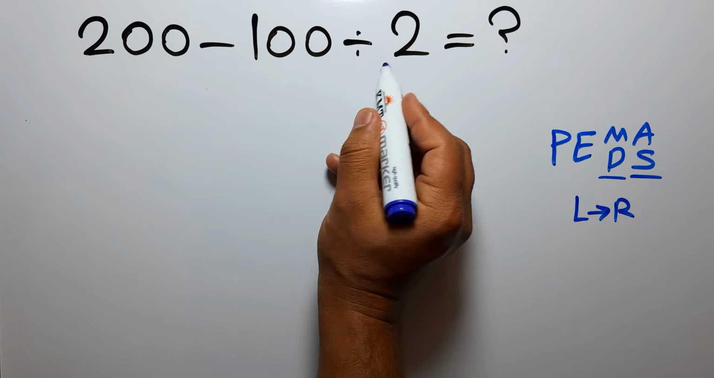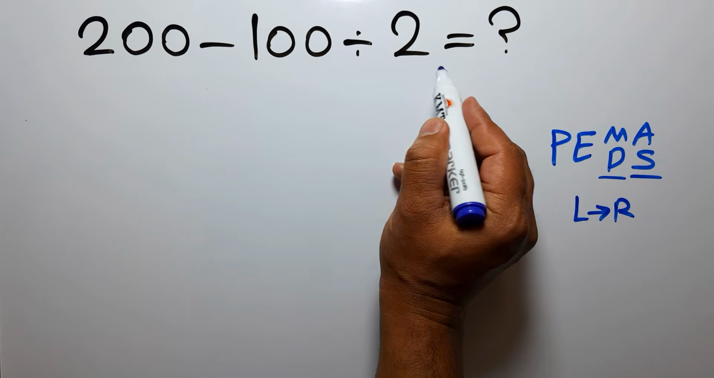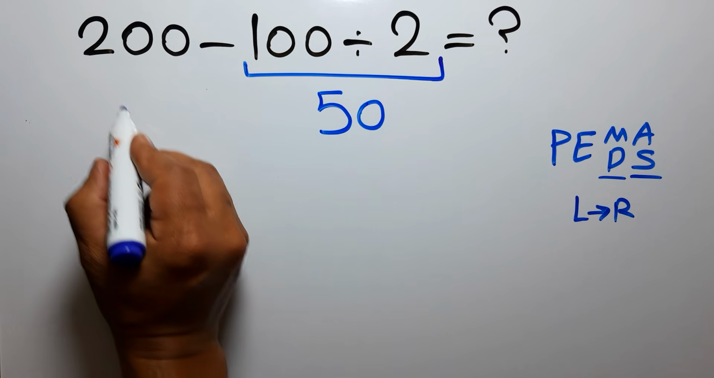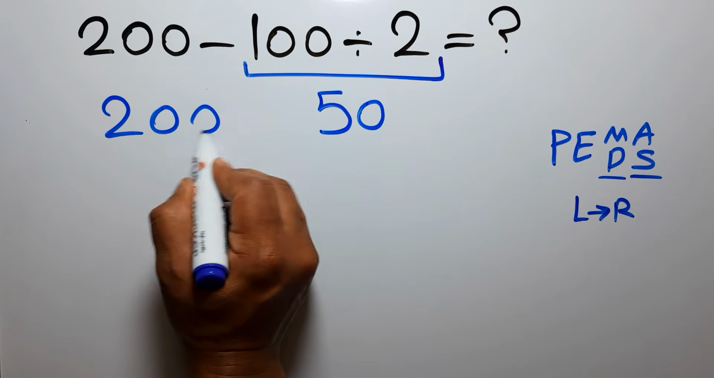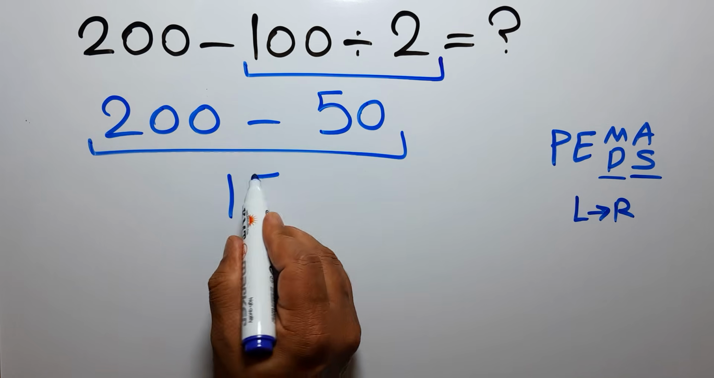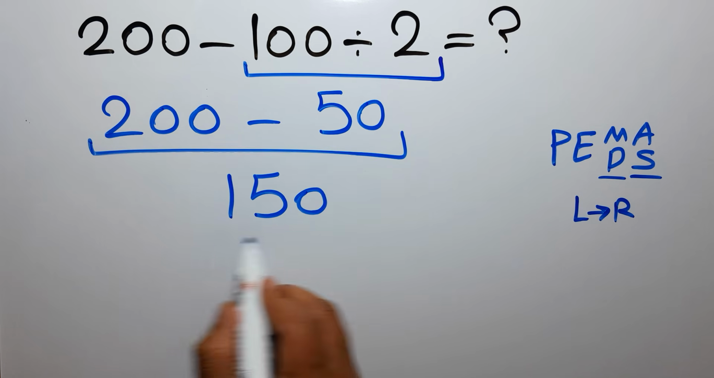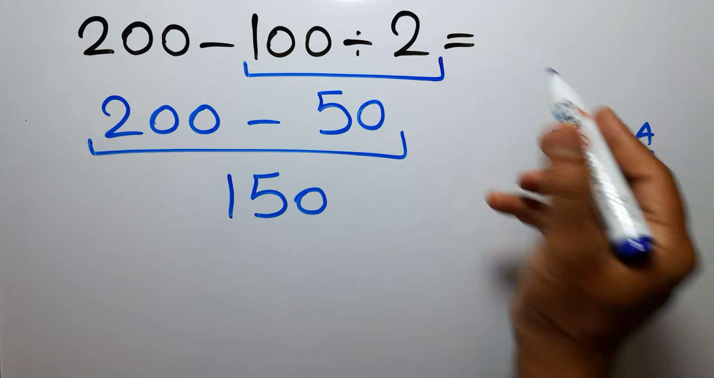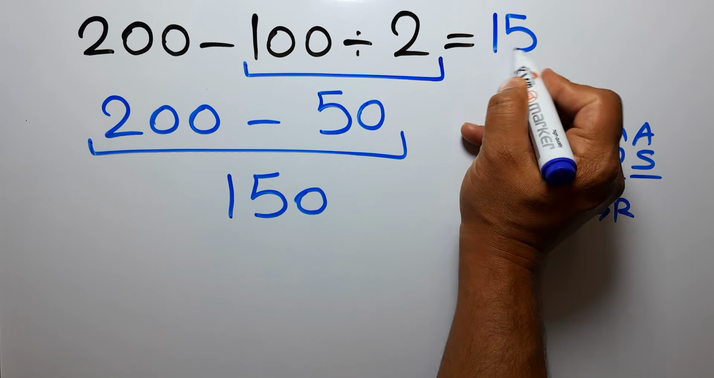So first we have to do this division. 100 divided by 2 gives us 50. So we have 200 minus 50, which equals 150. And this is our final answer to this problem. The correct answer is 150.